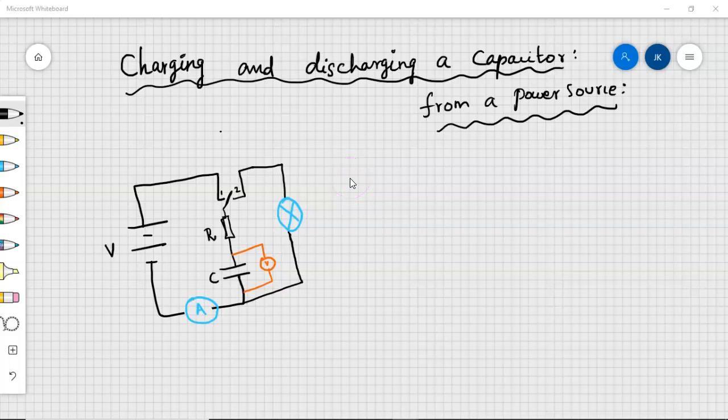Charging and discharging a capacitor from a power source. Here is a power source, a battery, and we have another device, a capacitor, and another device here, a resistor, and here we have a two-way switch.